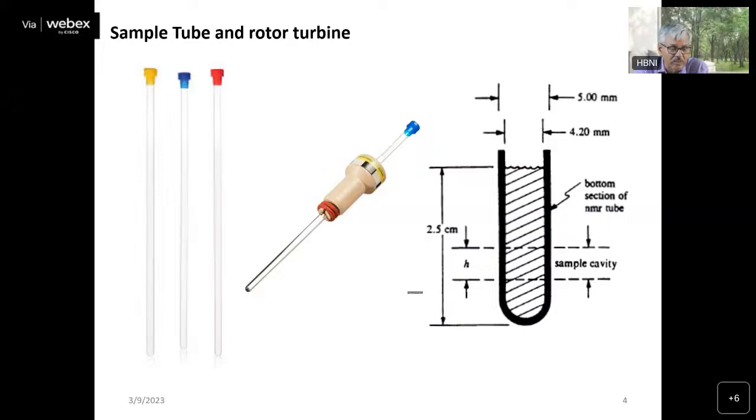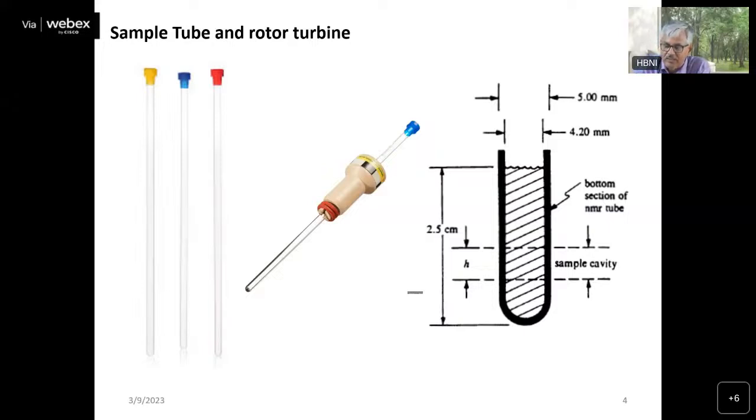Okay, otherwise it will disturb the magnetic field. And then you dissolve the sample and put it inside your NMR tube, and then you put it through a rotor turbine, and there is a measuring device. So you have to put this in that measuring device before you put it into the NMR machine. Otherwise the tube will hit something inside and it will break, or there may be an inappropriate position, so that the volume of the sample may not be filling the magnetic field.